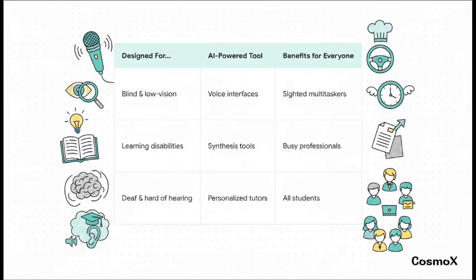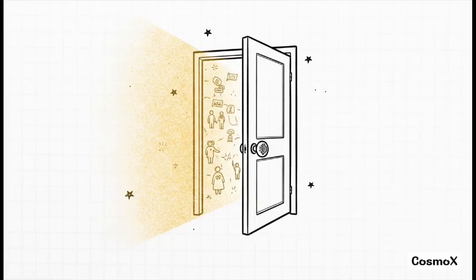And this table shows exactly how that plays out with these new AI tools. Voice interfaces, originally built for blind users, are now something sighted people use every day while driving or cooking. AI tools that summarize text for users with learning disabilities, they're a lifesaver for busy professionals trying to get through a mountain of reports. It is a total win-win. So, when you put all of this together, it really feels like we're standing at the dawn of something special. The adaptive power of this kind of AI is unlocking a golden age for accessibility, where technology finally starts to include everyone by design from the very start.